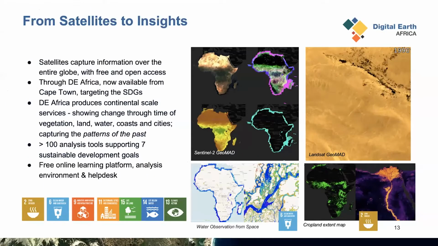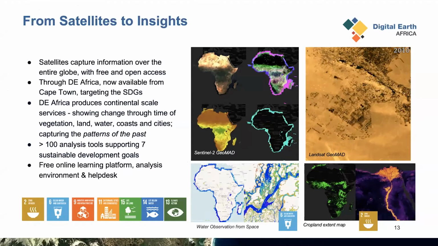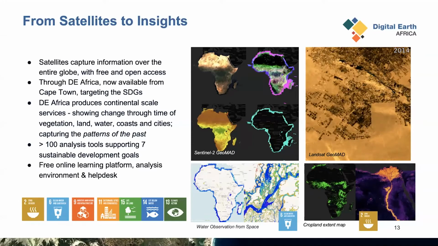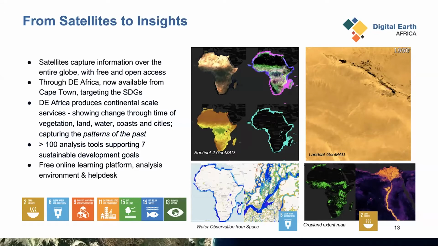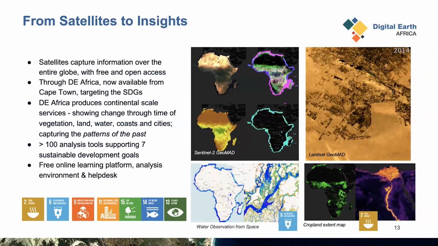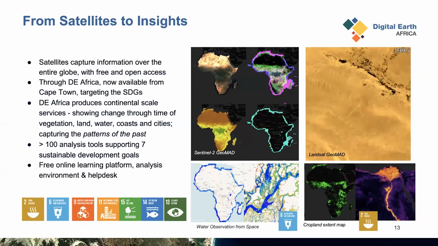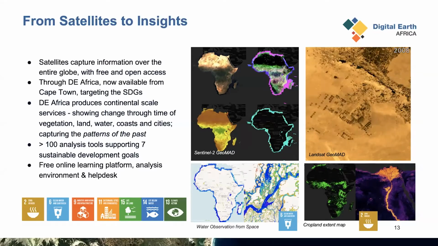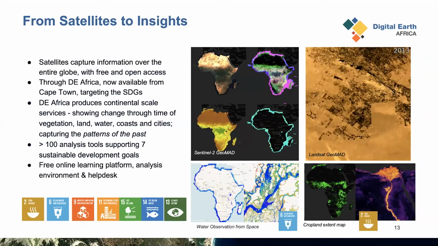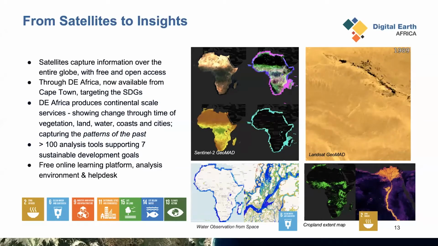So Digital Earth Africa is turning the data from the satellites into information, and the data is captured often and provided in analysis ready format from our host in Cape Town, Amazon Web Services. And we've also gone ahead and developed continental scale services such as vegetation, land, water, coastal, and looking at some of the examples on the right, GeoMAD, which is a cloud-free mosaic for the whole continent, and the Landsat GeoMAD as well, and also the Water Observations from Space, which shows the water variability over time, and the cropland extent map, which shows crop productivity.